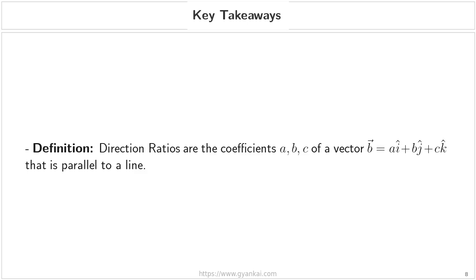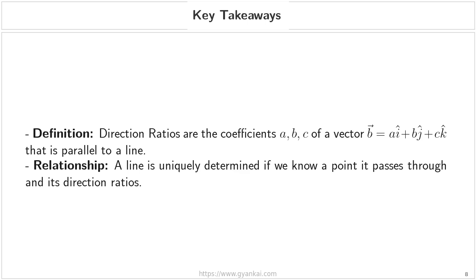Key takeaways. First, let's revisit the formal definition. Remember, direction ratios are simply the coefficients, which we call a, b and c, found in a vector, b, expressed as a i hat plus b j hat plus c k hat, provided that this vector is parallel to our line. Essentially, they are the numbers that tell us how much to move along each axis.